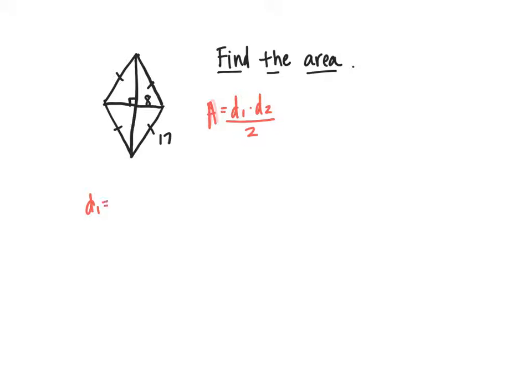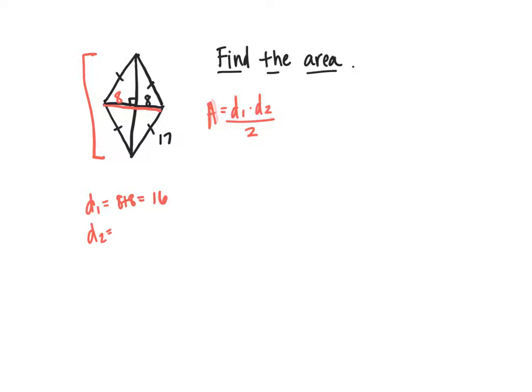Diagonal 1 and diagonal 2 basically represent the total width and total height. So this horizontal diagonal is labeled with 8 on the right side. Since diagonals bisect each other on a rhombus, I know that if I add those together, it gives me the total diagonal. So that would be 16. Now the other diagonal I don't know. That's basically the total height.